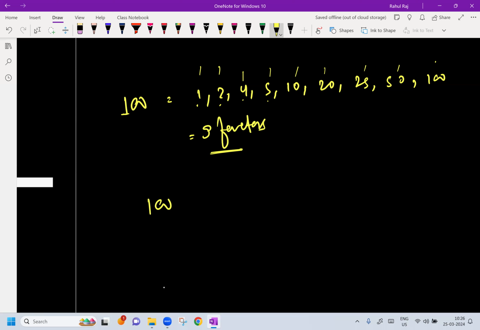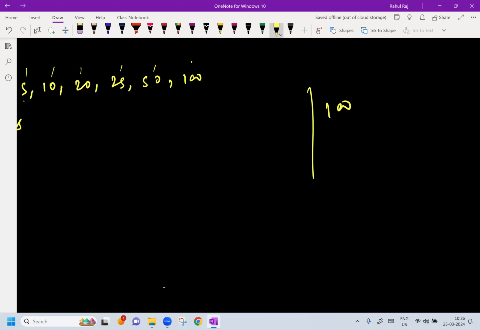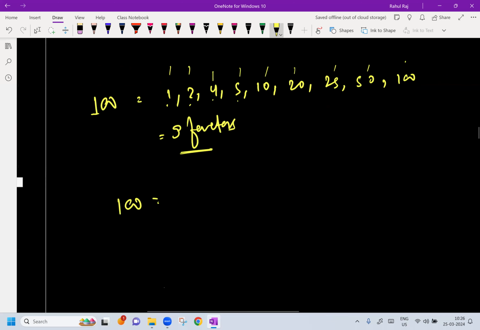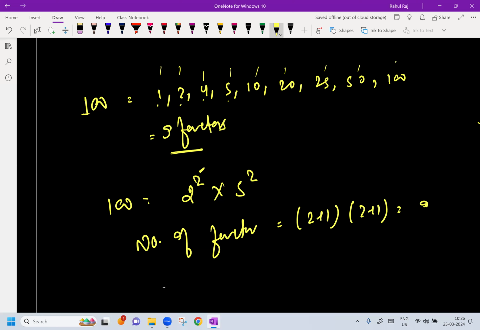First of all, convert 100 into prime factor form. Prime factor form means you just have to reduce it into prime numbers: 100 is 2 times 50, 50 is 2 times 25, and 25 is 5 times 5. So can I say 100 is nothing but 2 square into 5 square? The number of factors is given by a formula: just add plus 1 to the powers and multiply. 2 to the power 2, power is 2, so 2 plus 1. Here also the power is 2, so 2 plus 1. So this is 9. Right?